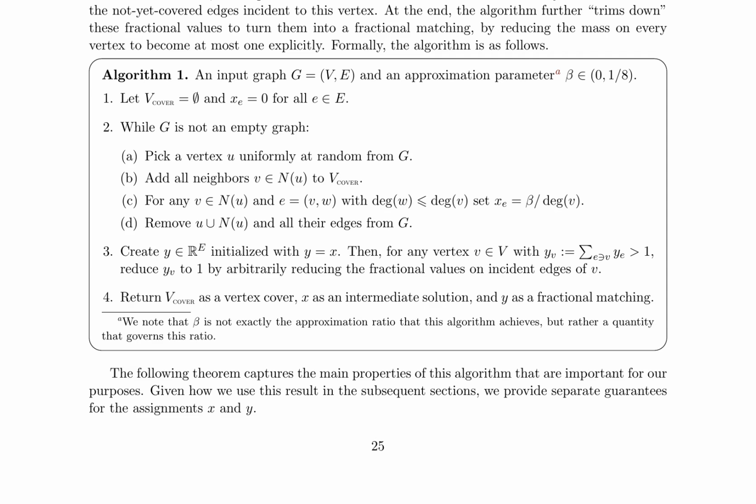The algorithm's approximation ratio is governed by a parameter beta, which is not exactly the approximation ratio achieved by the algorithm. The algorithm's properties and performance are further explored in subsequent sections, which provide additional guarantees and insights into its behavior. Key to the algorithm's operation are the assignments z_e = beta^(-deg(v)) and y_v = sum of z_e over edges e incident to v, where z_e represents the fractional value assigned to edge e, and y_v represents the total fractional value assigned to vertex v. The algorithm ensures that y_v is less than or equal to 1, maintaining a valid fractional matching.